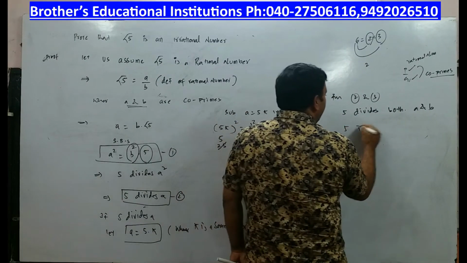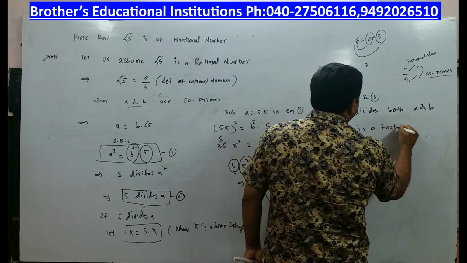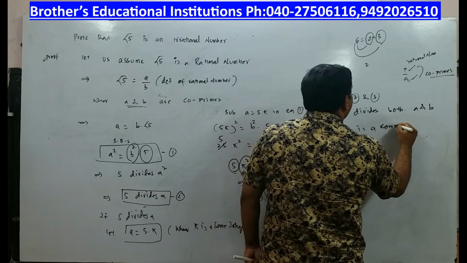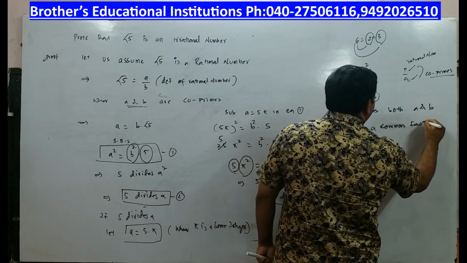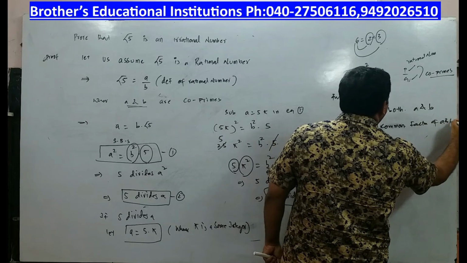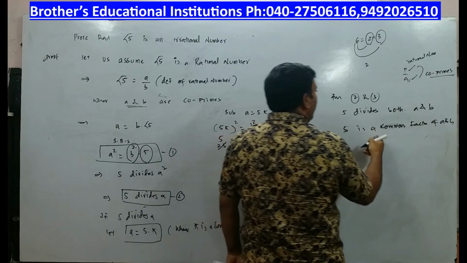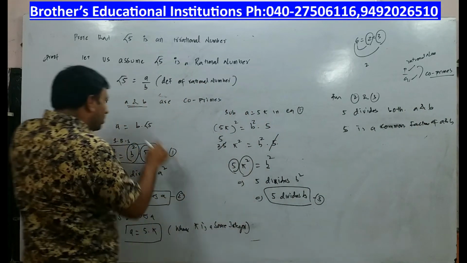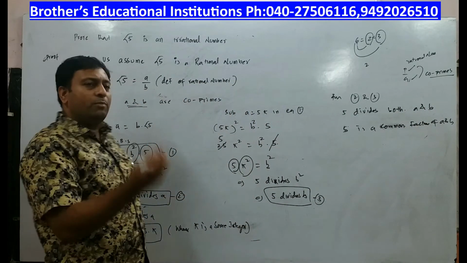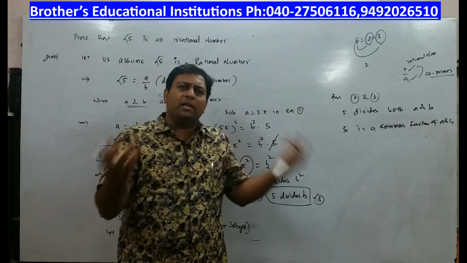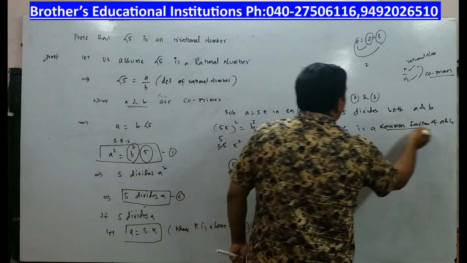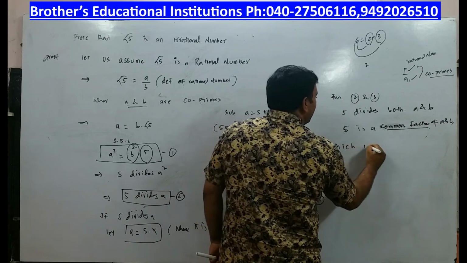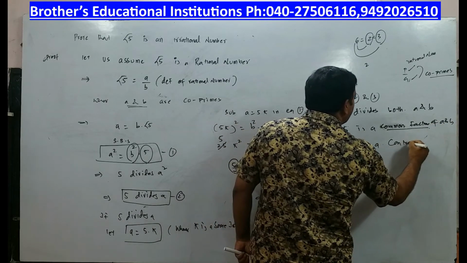5 is a factor, not just a factor, 5 is a common factor of A and B. Now when I say common factor, how is this possible? Just now you told that A and B are co-primes. What do you mean by co-primes? Having nothing in common. And here you are using the word common factor. 5 is a common factor of A and B, which is a contradiction.